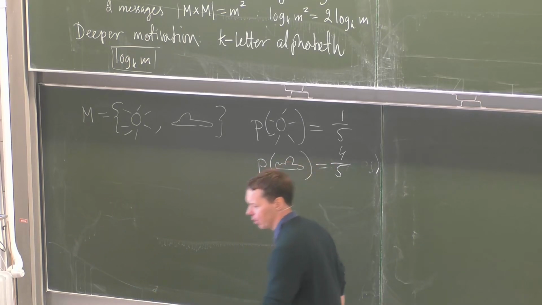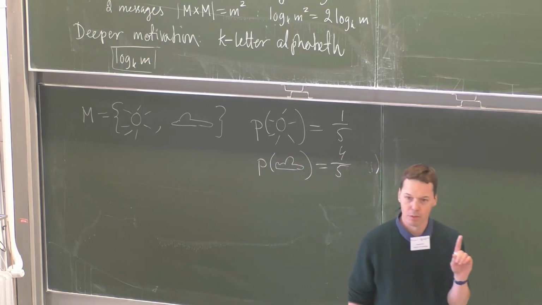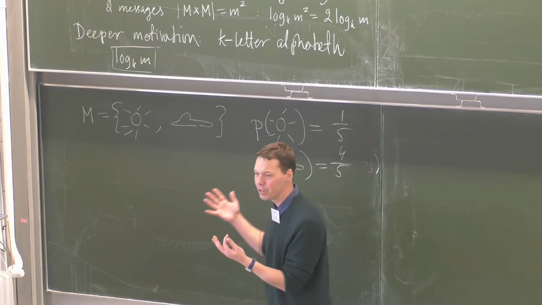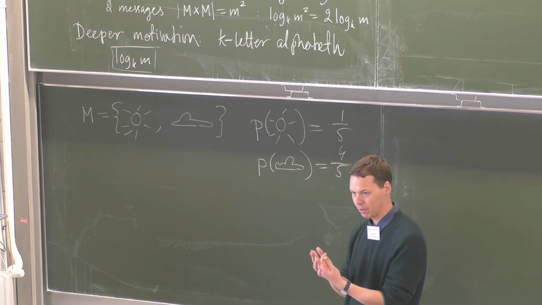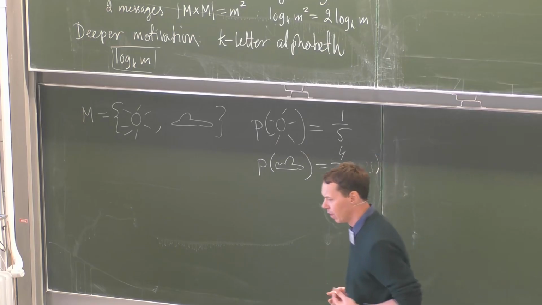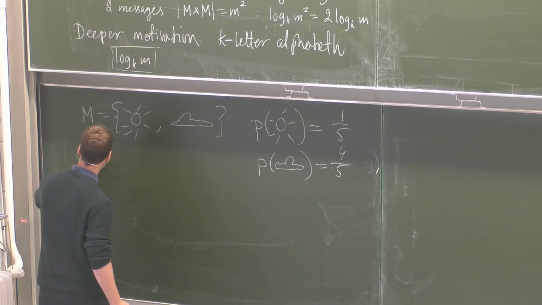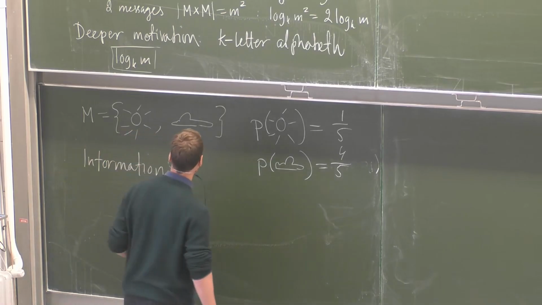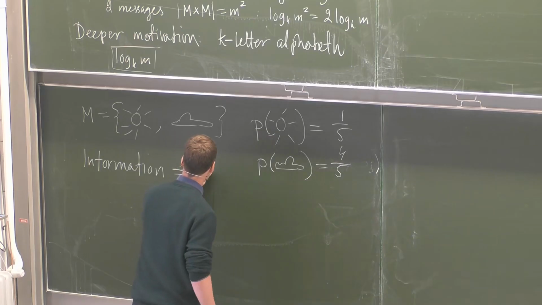Then Shannon said the following. Typically, when you have messages, not all of them are equally likely. Some are more likely than others. And you receive more information when you get the less likely ones. So he said information is somehow equal to surprise, how surprised we are.